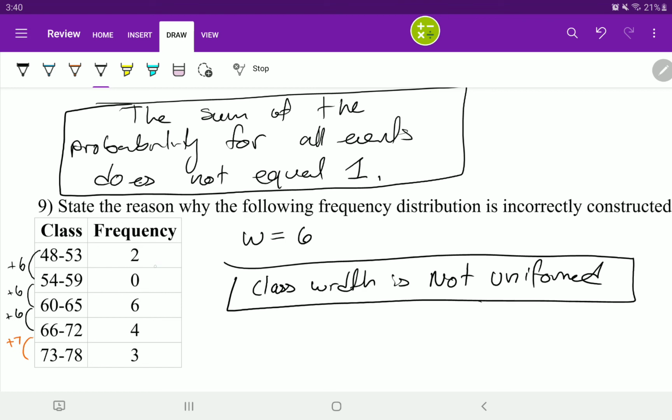And the same thing applies for the upper limits, where it starts off increasing by 6. But then right here, it increases by 7. Once again, that is still an issue. The class width is not uniform.